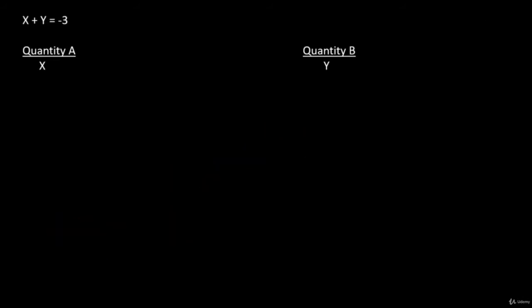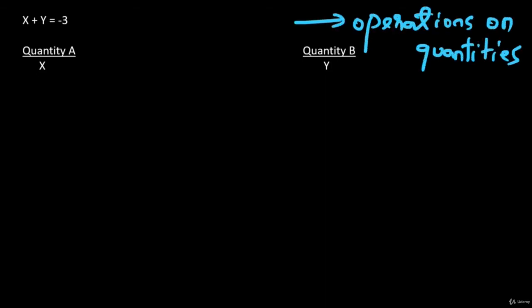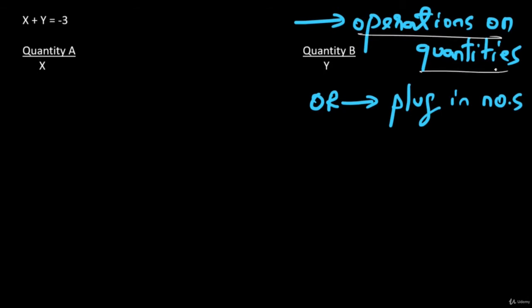Let's do this question. x + y is equal to minus 3. Quantity A is x and quantity B is y. Pause the video, give it a try, and then let's do it together. Alright, we are back. I hope you have given it a try. Now to solve this type of questions, do operations on the quantities provided. Alright, you can also plug in numbers. You could use either method. Now let's try doing operations on the quantities.